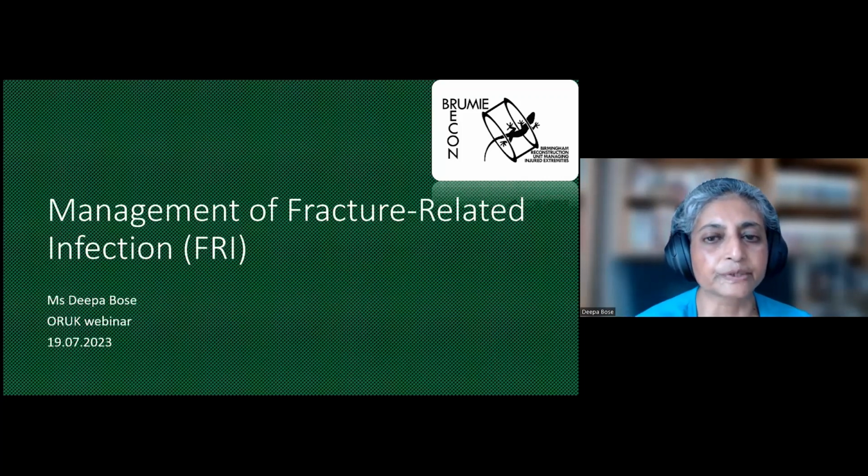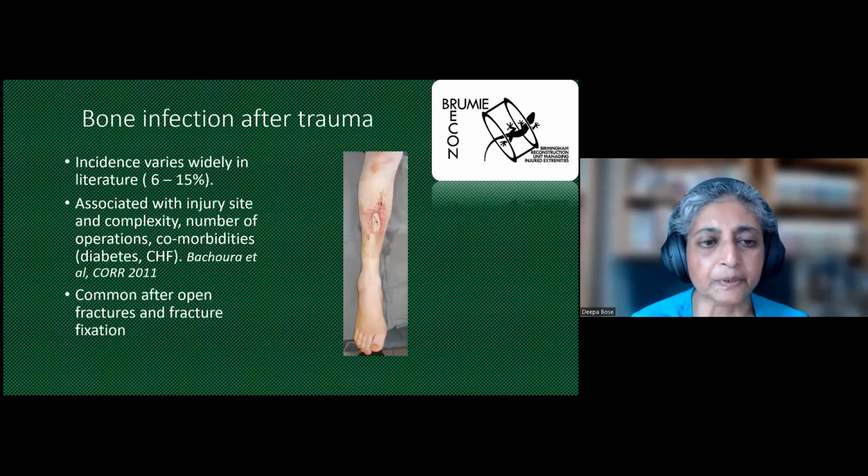So we'll start with why bone infection is a problem. If you look at the literature, the incidence of fracture-related infection varies widely, depending on which paper you read. And there are obviously factors that predispose to it. For example, it depends on the injury site and complexity, the number of previous surgeries, and comorbidities of the patient, and it is known to be common after open fractures and fixation.